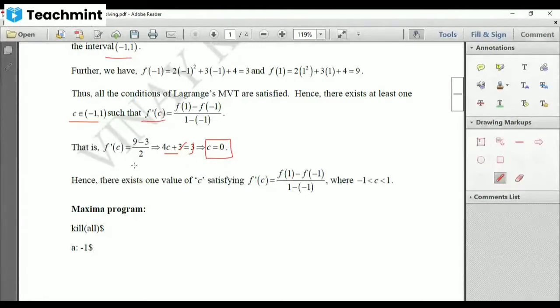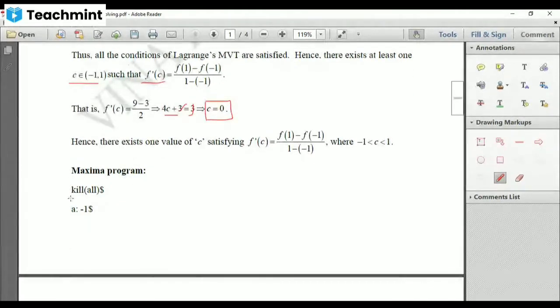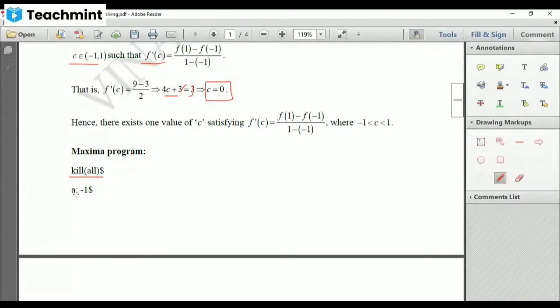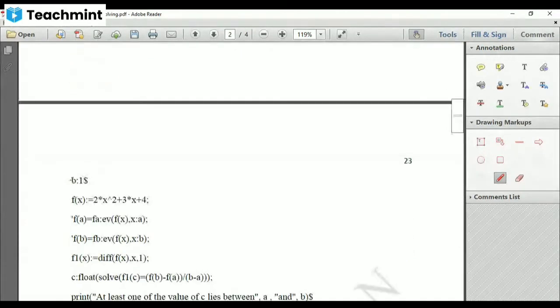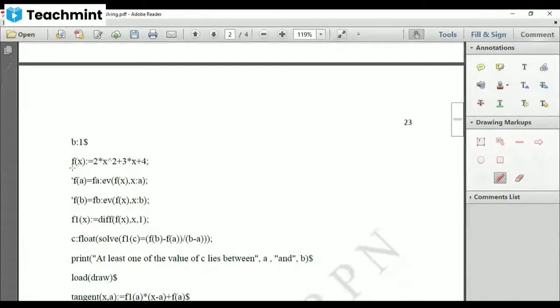Now let us write the Maxima program. As usual, we start with kill(all). A colon, because it's a variable assignment, so we use the assignment operator colon, minus 1. I don't want to display this, so I'll put a dollar sign. B colon 1. And since f of x is a function, we use the functional assignment operator colon with equal sign. F of x is 2 into x cap 2 plus 3x plus 4. That is 2x square plus 3x plus 4.